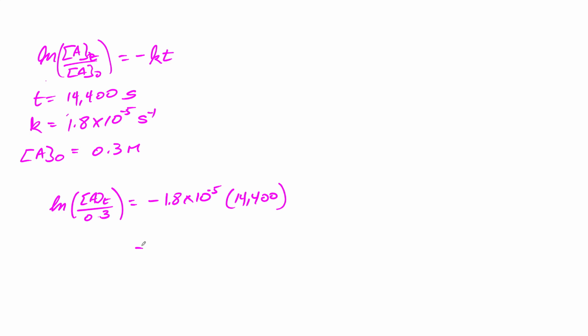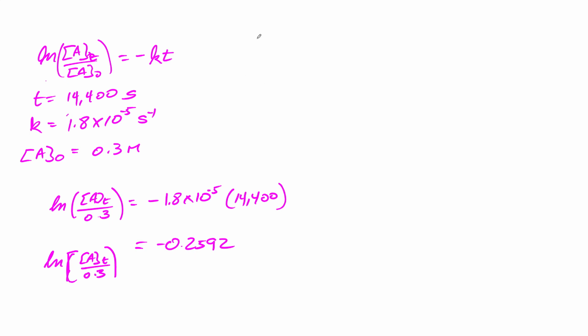You should get a negative 0.2592. I want to keep all my units for the time being, so don't round yet. And this is equal to the log of the concentration of A_t over 0.3. Now I'm going to raise both sides, e raised to this power.